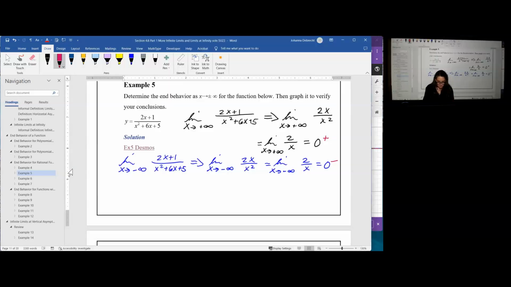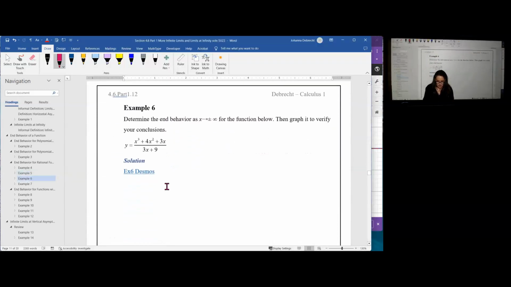Let's now look at example 6. Pause the video, work it out, and then turn it back on, and we'll compare our answers.